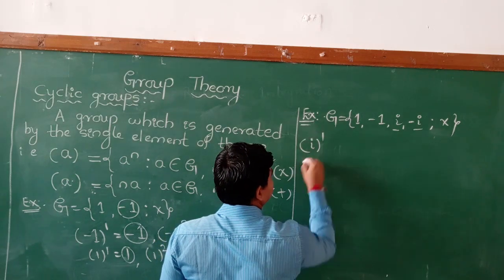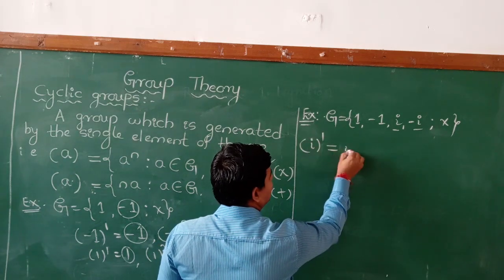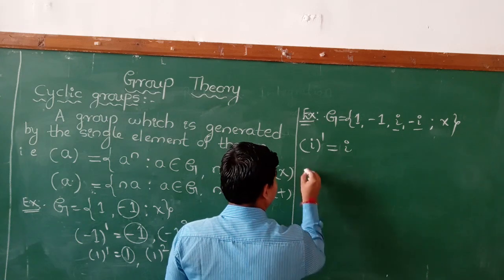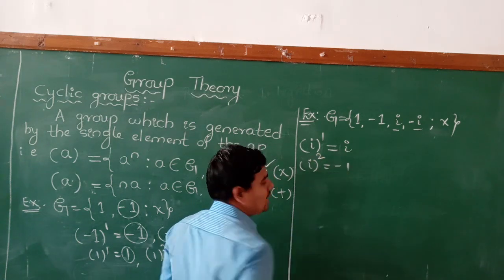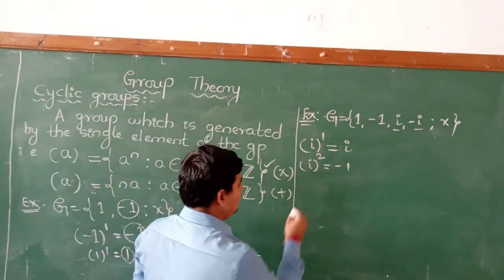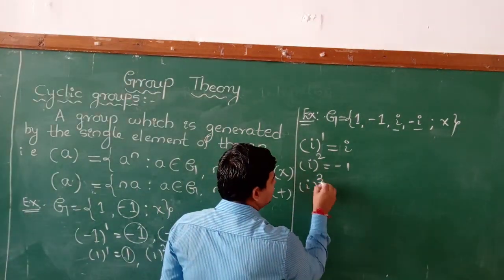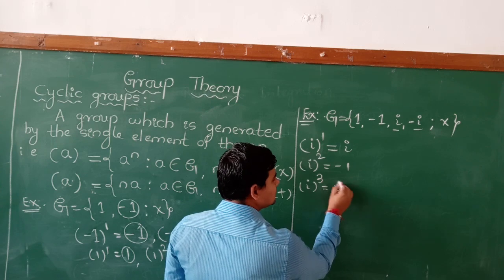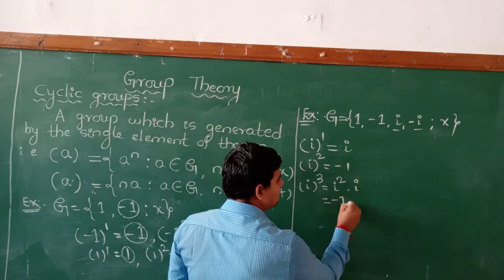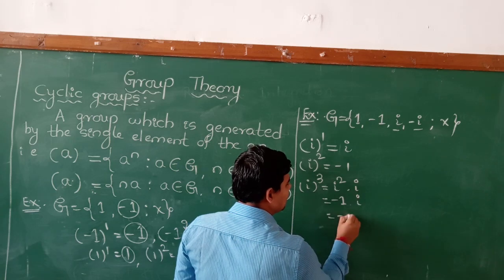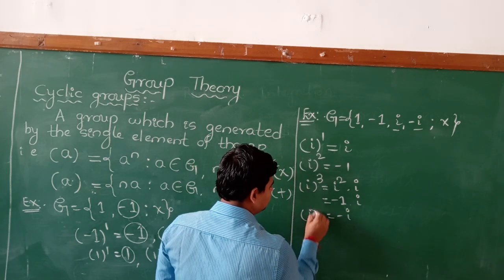i raised to 1 is i. Okay, i raised to 2 is minus 1. i square value is minus 1. Then i cube. i cube can be written as i square into i. i square value is minus 1. Minus 1 into i is minus i. This is i cube value.